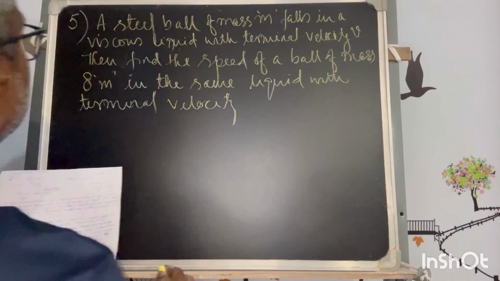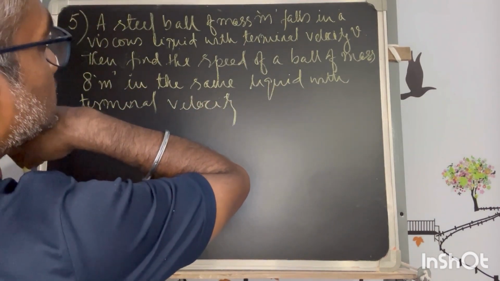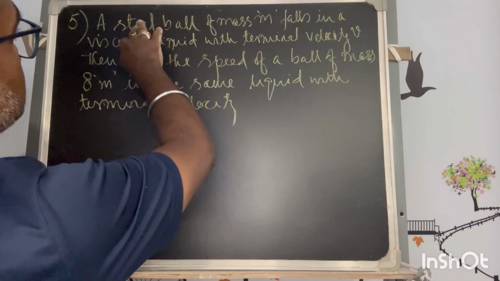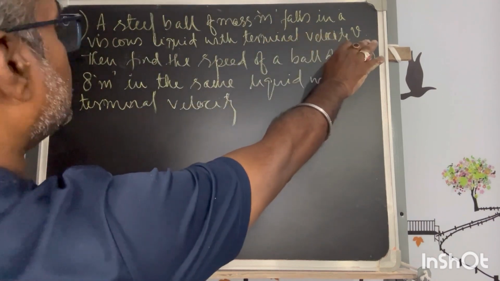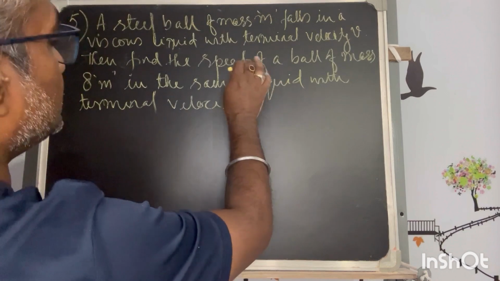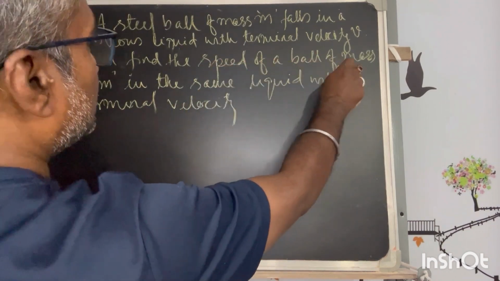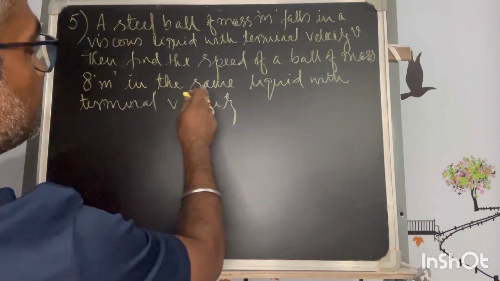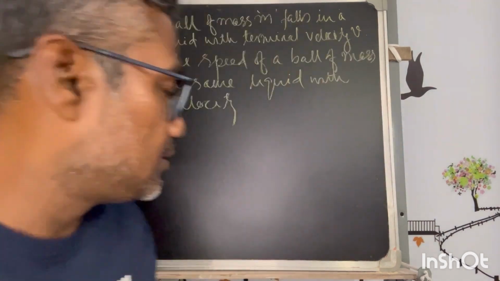Okay, so what is the meaning that is standing here? The steel ball of mass m falls in a viscous liquid with the terminal velocity v. Then find the speed. This speed is the terminal velocity speed. This is asking the speed of the ball of mass 8m in the same liquid with terminal velocity. That means when it is attaining the terminal velocity, at that time what is the speed of that mass.